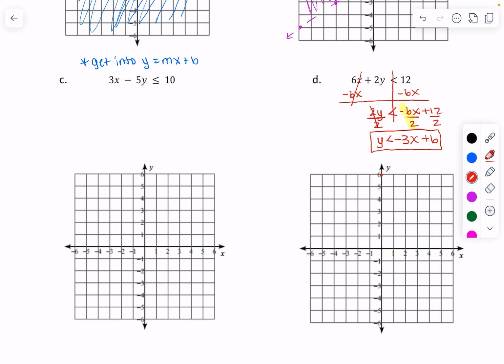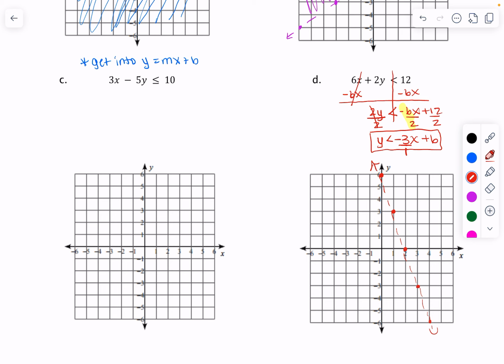I'm going to plot my first point at 6, remembering that this is negative 3 over 1. So I'm going to go down 3 over 1 to the right to make my line negative. And now I've got to check. Am I going to make a dashed or a solid line? I'm going to make a dashed line. It doesn't have the equal to.